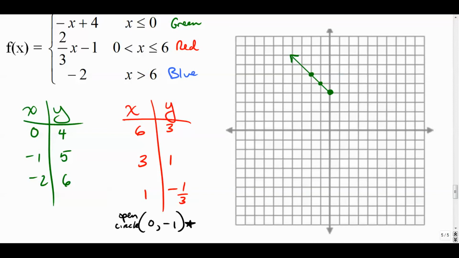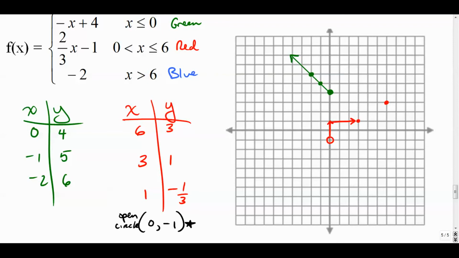Not so easy to plot that one. I probably don't even need to. But I do want to plot the open circle at 0, negative 1. I want to plot 6, 3. 1, 2, 3, 4, 5, 6. 1, 2, 3. And I do also want to plot 3, 1. 1, 2, 3, 1. Alright, so I can see that this has a slope of positive 2/3.